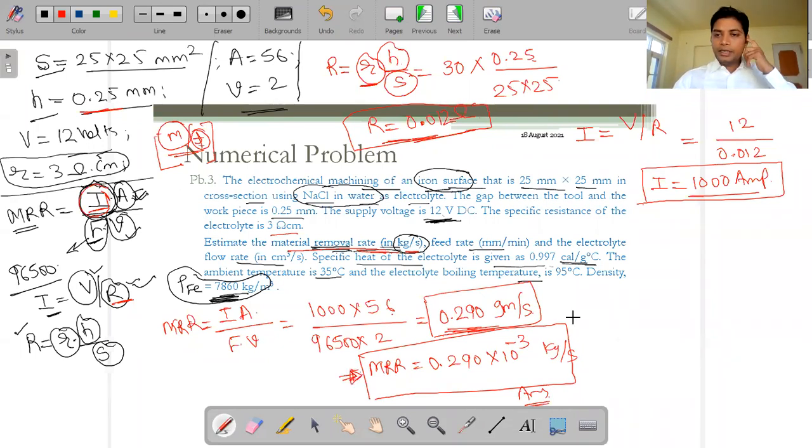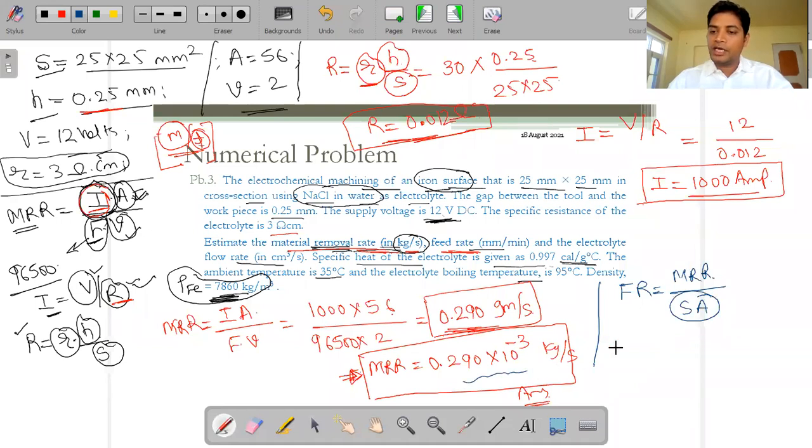Okay, now the second thing we have to calculate is the feed rate. The formula for that we have gone through: the feed rate, Fr, equals the material removal rate, MRR, upon the surface area, S. Now the material removal rate we have calculated, and we know the surface area, which is given to you, that is 25 by 25.